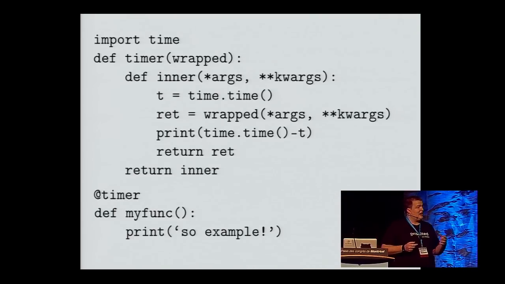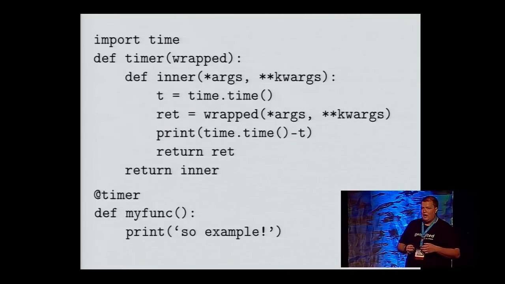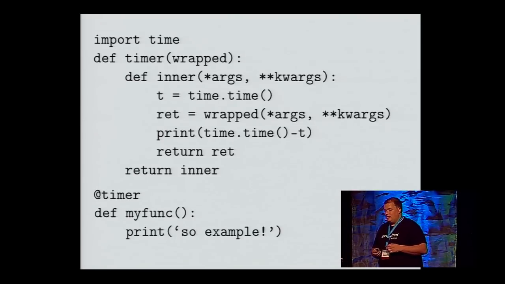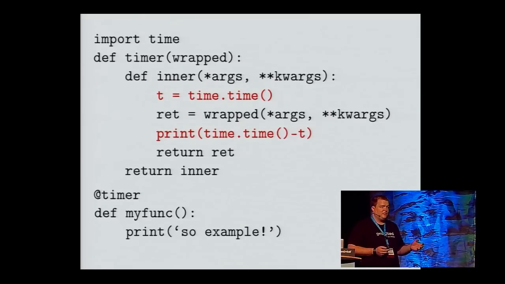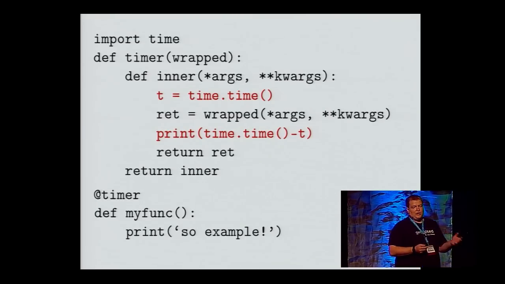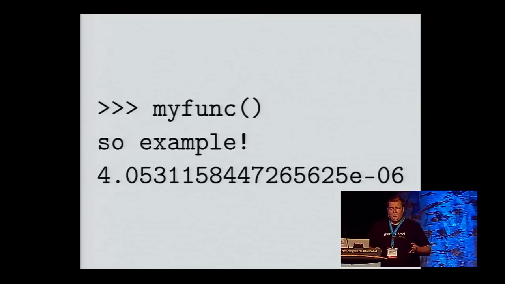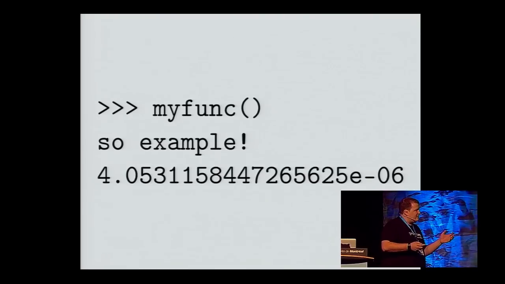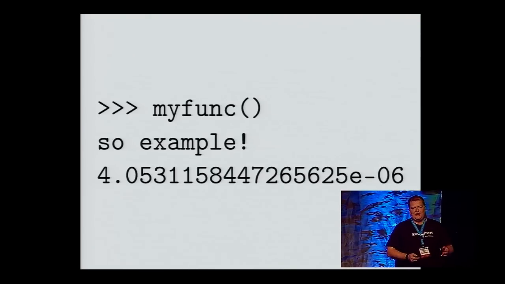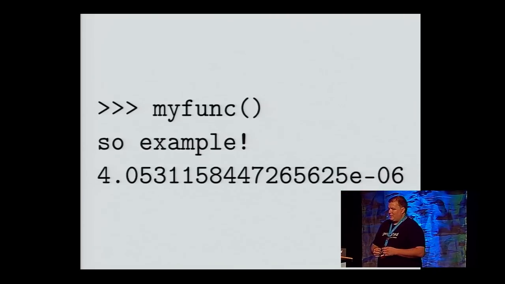This one is for timing your code. If you want to keep track of how long a function takes to be called, you could do something like this. And here, we just save the start time of our function, we call our function, and then we print the elapsed time. And so if we call this, apparently it takes 0.0000, I don't know how many zeros, 405 seconds on my laptop to print the example. So take that with a grain of salt.